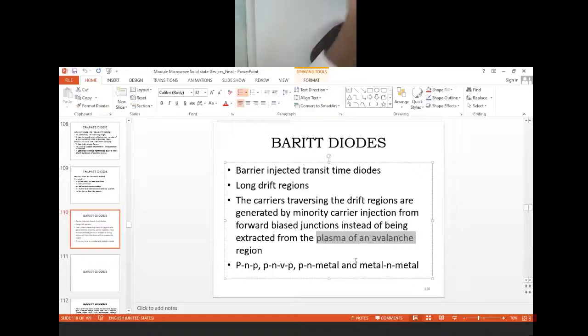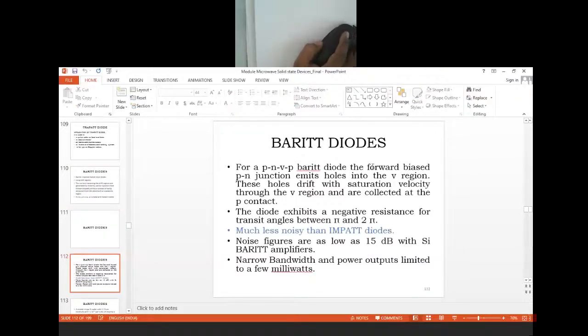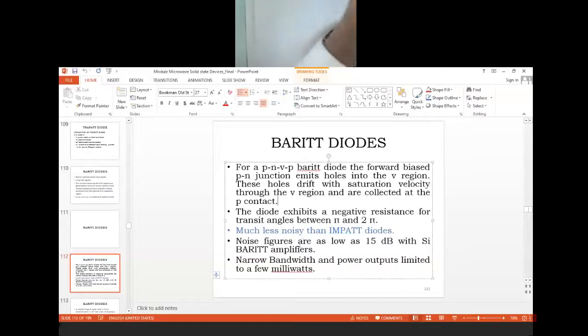Earlier we saw the avalanche, the plasma extraction from the avalanche region. Instead of that, we have minority carrier injection in this barrier. So it exhibits a negative resistance for this particular period. That's why we say the transit angle is between pi and 2 pi. It is less noisy than the impact diode. Noise figure is low, as low as 15 dB with a silicon barrier amplifier. It has a narrow bandwidth and a power output limited to a few milliwatts.